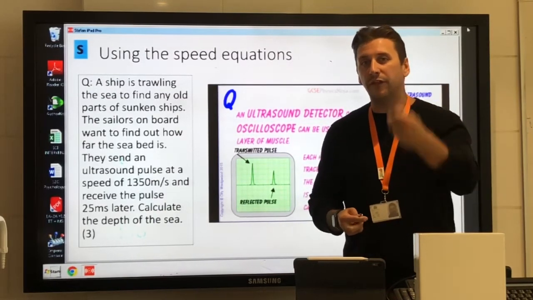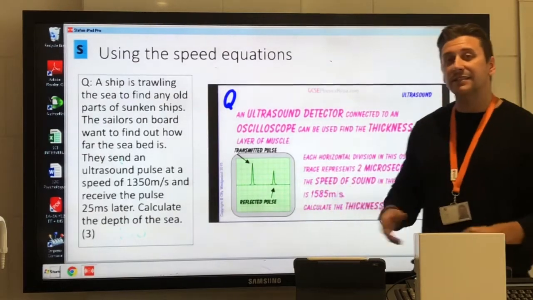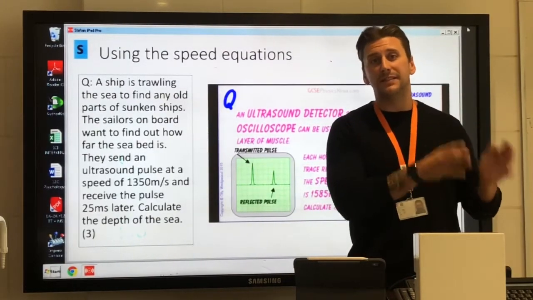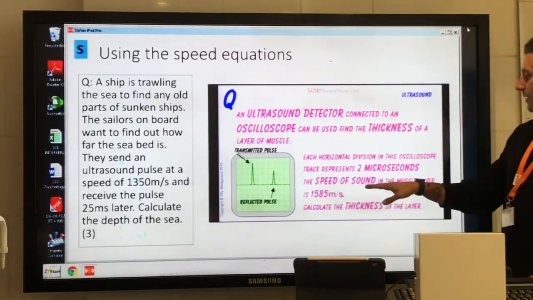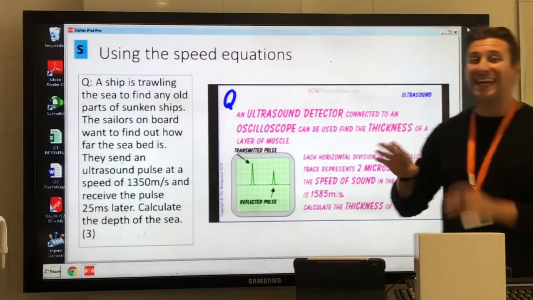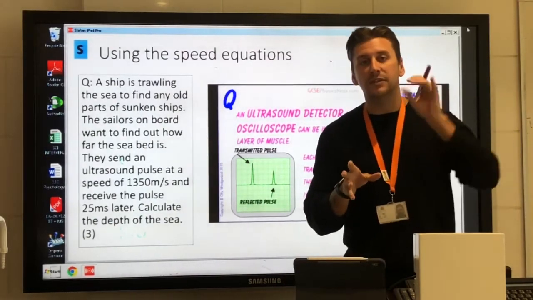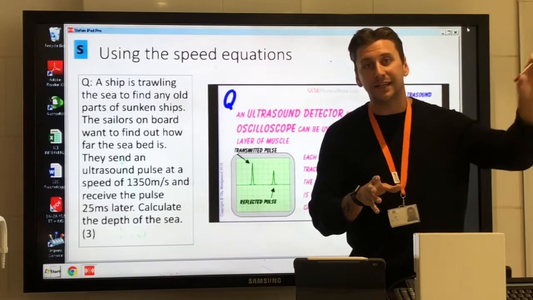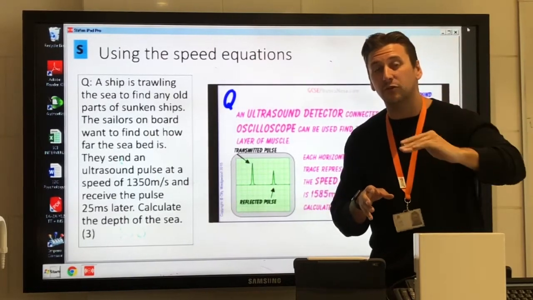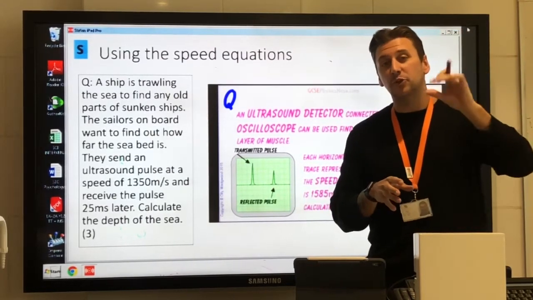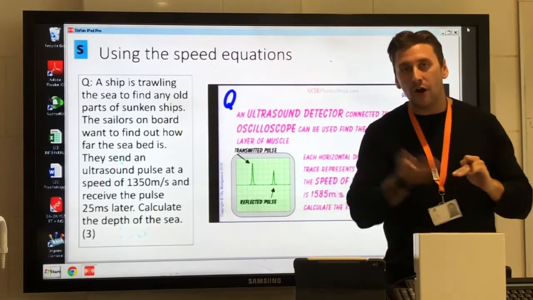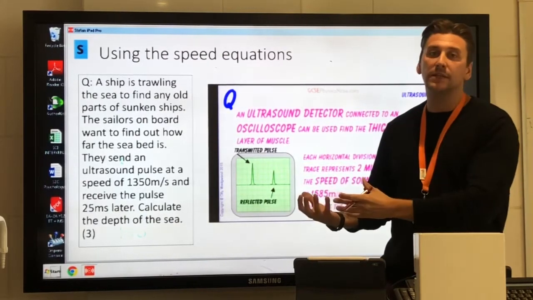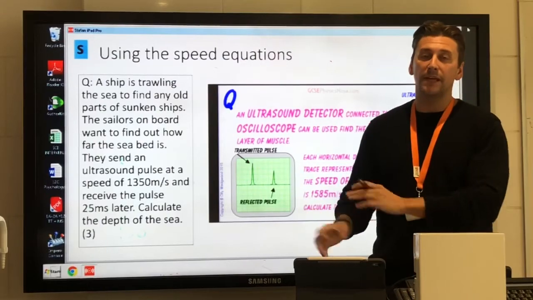So if we just want the thickness, we're going to find the distance again using distance equals speed times time. We're going to do 1,585 multiplied by the 8 microseconds, which is 8 times 10 to the power of minus 6. That's the total distance through the muscle and back. So if I just want the thickness of the muscle, I halve that distance and it tells me the thickness of the muscle. So that's how we use it.